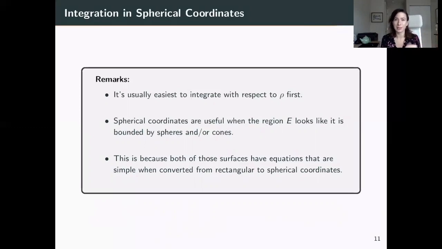I personally find using phi first a little bit easier. Spherical coordinates are going to be useful when your region is bounded by cones and spheres. Cylindrical coordinates when you have spheres and cylinders. When we have the cone, spherical coordinates is probably where we want to go. This is, again, generally because when we go from a surface like a cone into spherical coordinates, the equation ends up being pretty nice. And so those limits of integration in terms of phi end up being really friendly to work with.